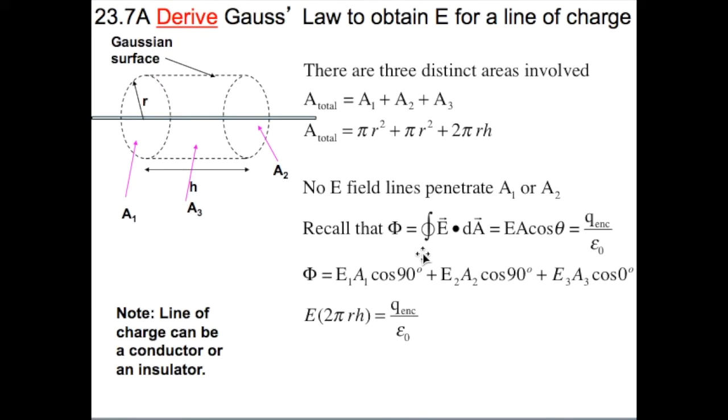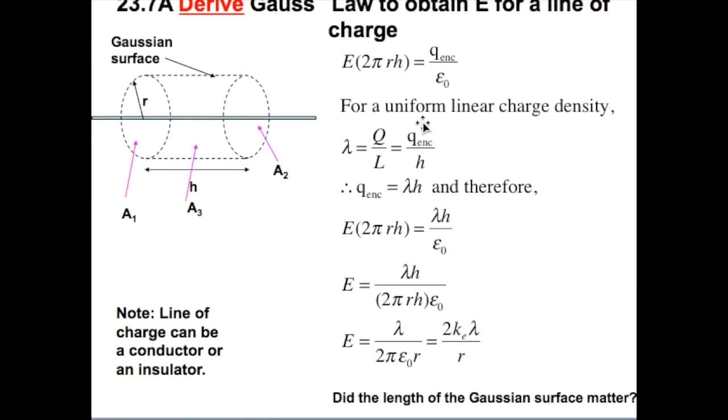And so phi again is the surface integral of E dot dA, so that's EA cosine theta, equals Q enclosed over epsilon naught. And so for these two, cosine 90 goes to 0, this sine is just 1. And so E times 2 pi RH, that's the area of the outer wall, equals Q enclosed over epsilon naught. Okay, so what we need to do now is find what is Q enclosed.